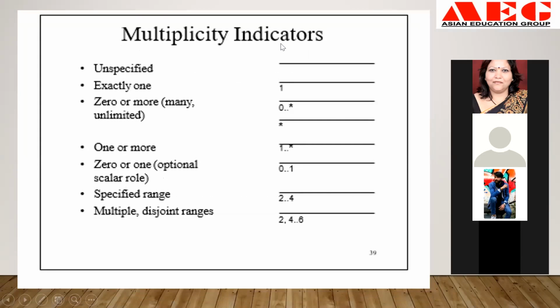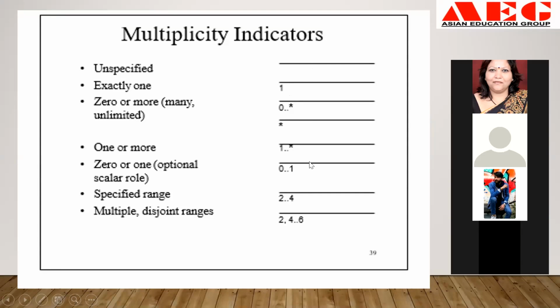And there are different multiplicity indicators. Unspecified means it will be blank. Exactly 1 means 1. 0 or more, many, or unlimited, is written 0 dot dot star, or you can say star also. This is the representation which UML takes. As we know, in an ER diagram we write 1 and M, or for many to many we write M and N. So this is also compulsory in a UML diagram.